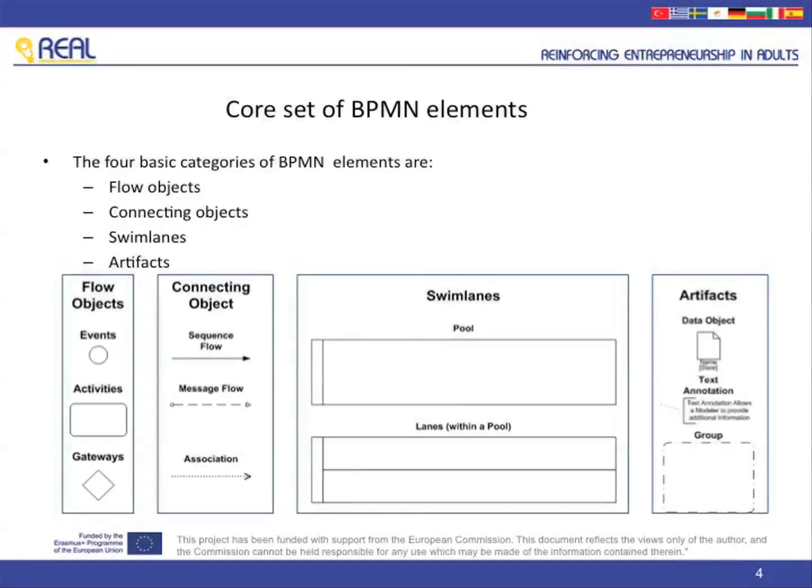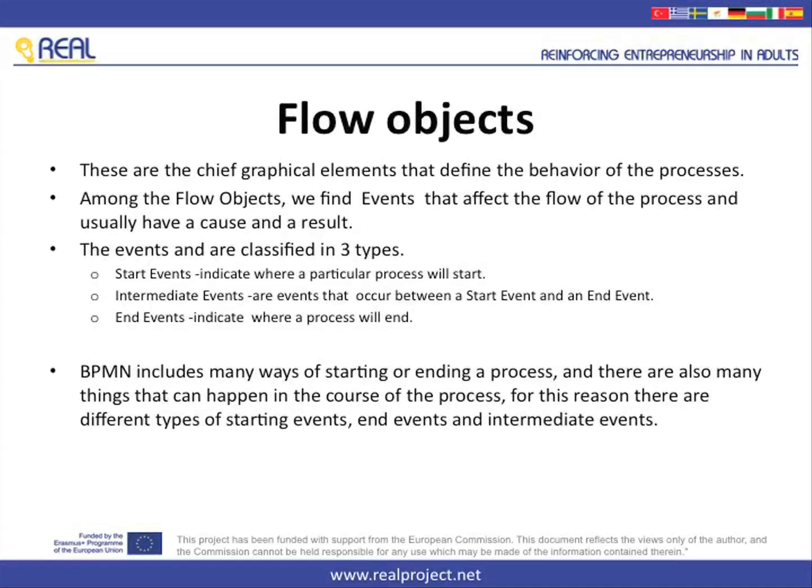The 4 basic categories of BPMN elements are flow objects that include events, activities, and gateways. Connecting objects that include sequence flows, message flows, and associations. Swim lanes that include pools and lanes. Artifacts that include data objects, data stores, and associations. Flow objects are the chief graphical elements that define the behavior of the processes. Among the flow objects, we find events that affect the flow of the process and usually have a cause and a result. The events are classified into 3 types: start, intermediate, and end events.